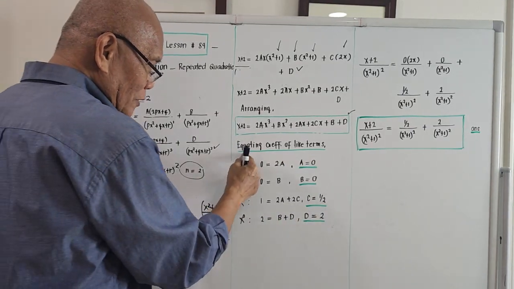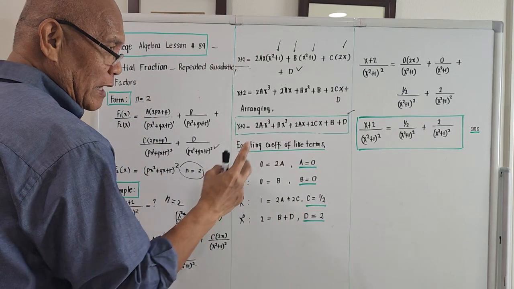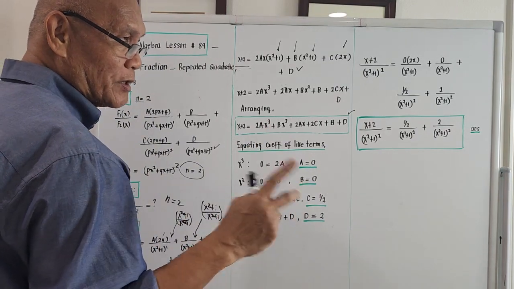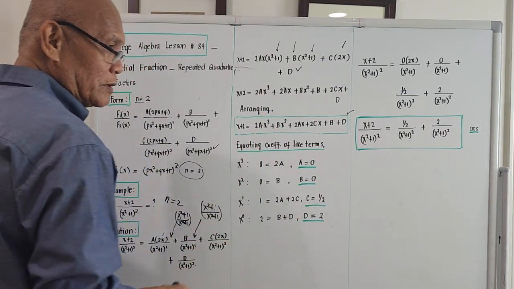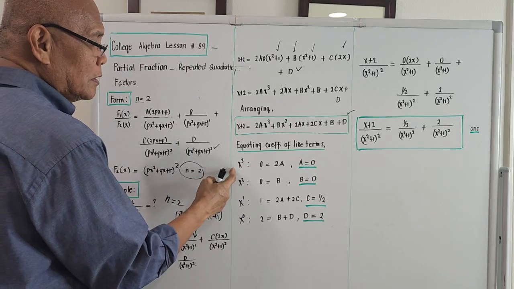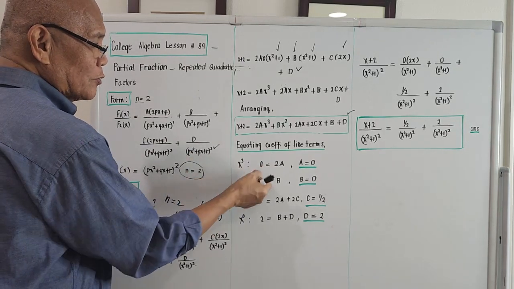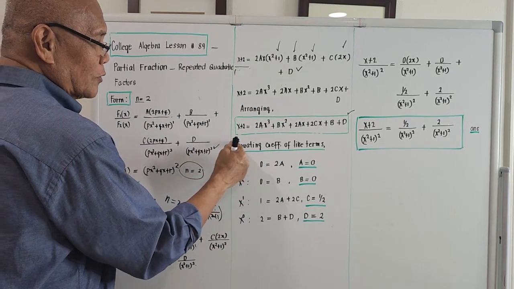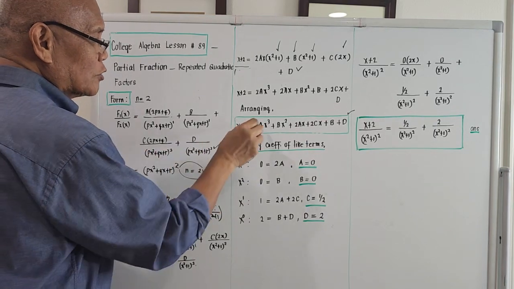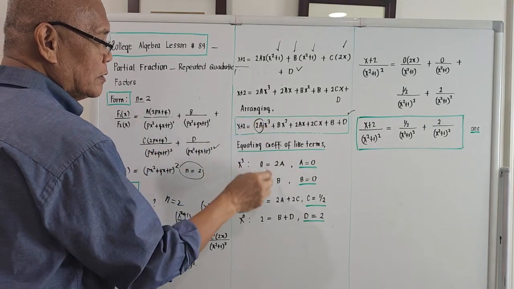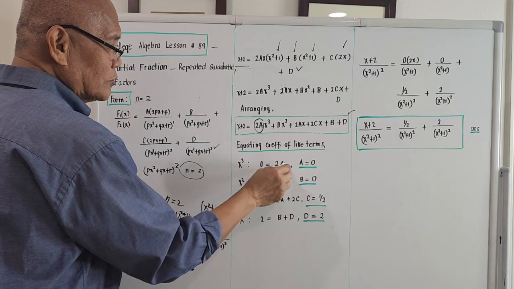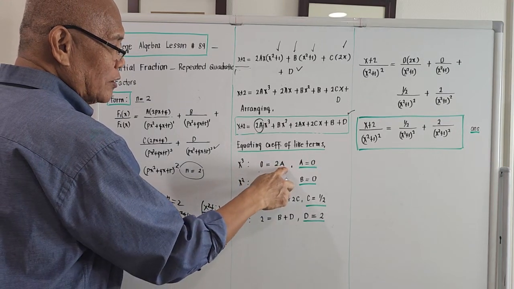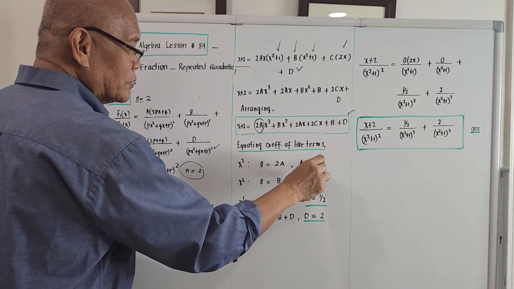So equating coefficients of like terms, the highest power of x is actually 3, right? So we will start with x cubed. For the left hand side, there is no x cubed. We put it 0. For the right hand side, the coefficient of x cubed is actually 2a. So 0 is equal to 2a. Therefore, a now will be 0 over 2, or a will be 0.